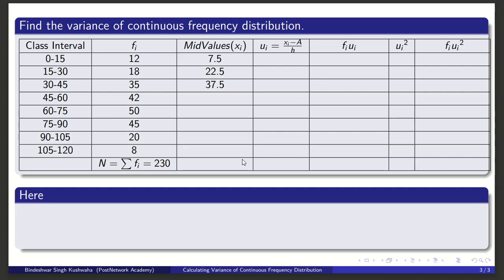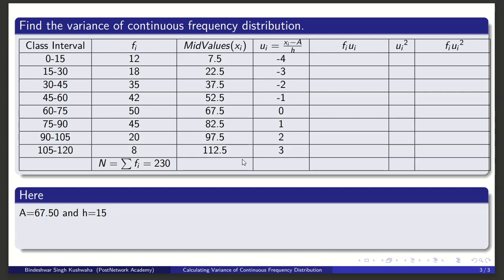Another 37.5 and so on. Thereafter, we will calculate Ui, which is the observations minus assumed mean upon class interval width. So assumed mean is 67.5 and width is 15. So in first row you will get minus 4, second row minus 3, minus 2, minus 1, 0, 1, 2 and 3.